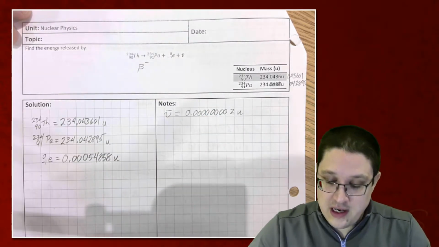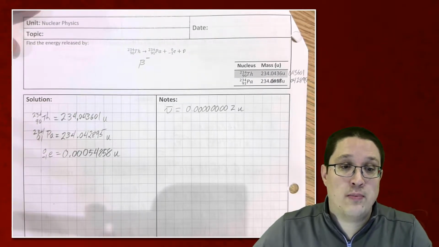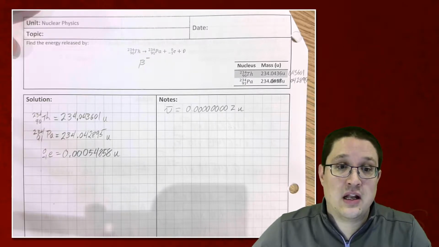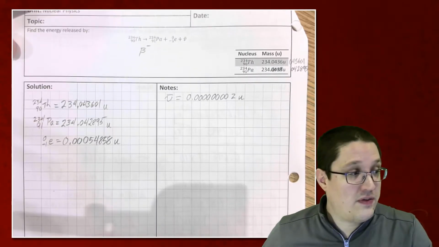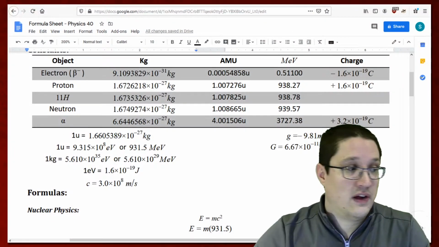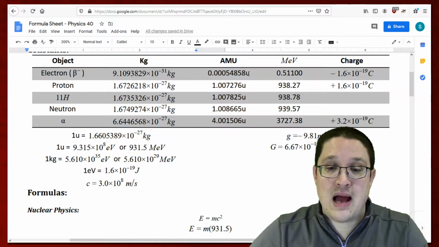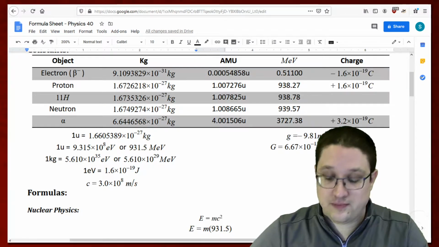Now, I've already written down the masses here. These masses I found from our isotope mass table, which is in the class notebook as well. I also found the electron from our formula sheet. So if I look on our class formula sheet here, you can see the mass of an electron in atomic mass units that I've found.